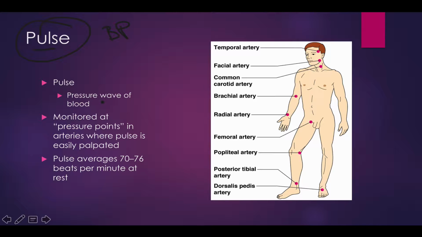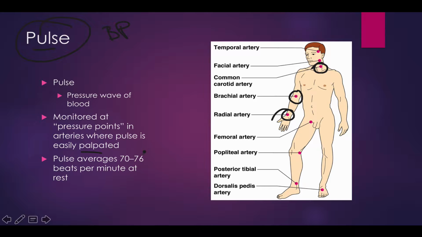So pulse is just the pressure wave of blood. So it's a way to measure how much pressure is moving through. There's a couple of major pulse points here, or pressure points. So I would say the most common ones are going to be the carotid artery and probably your radial artery. Maybe you've used those in PE class or something. But they're monitored at pressure points in arteries where the pulse is easily palpated, so you're able to feel it.